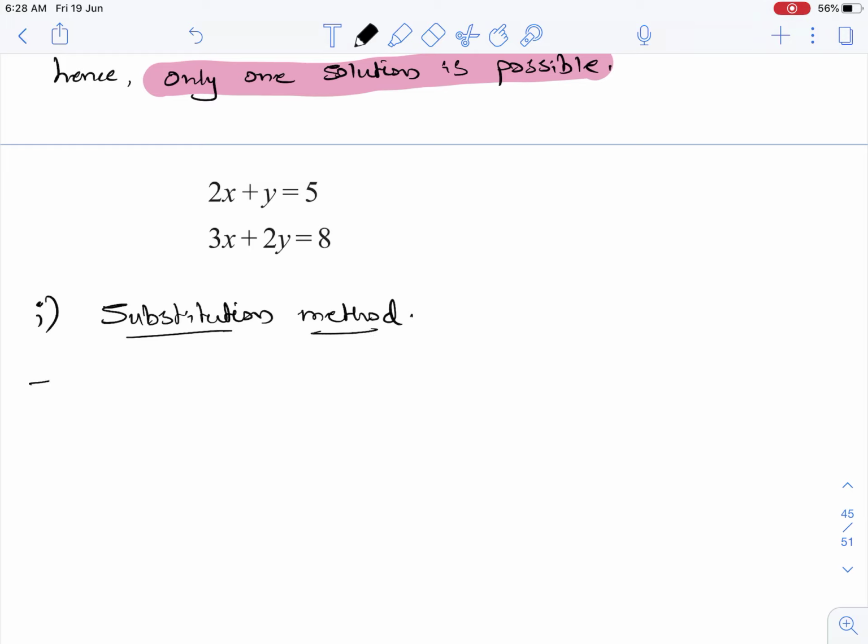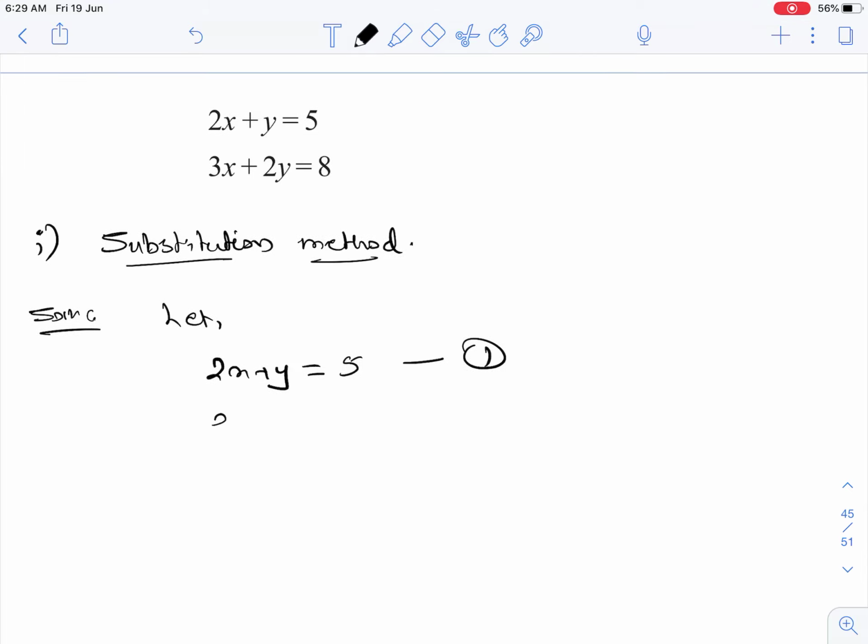So for the substitution method, we have to let 2x plus y equals 5 be equation number 1 and 3x plus 2y equals 8 be equation number 2. Now what we have to do is change any one of the equations. It seems that this equation is easy for changing, so I am writing this one a little bit aside.